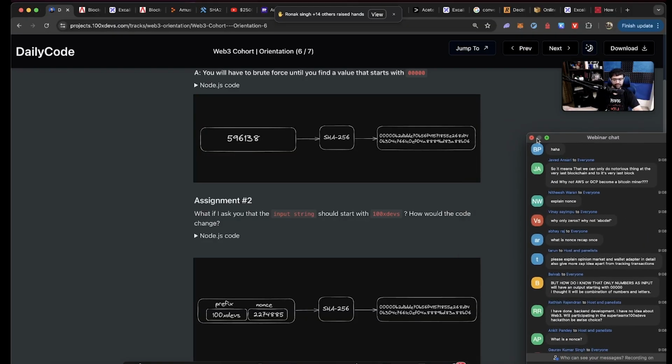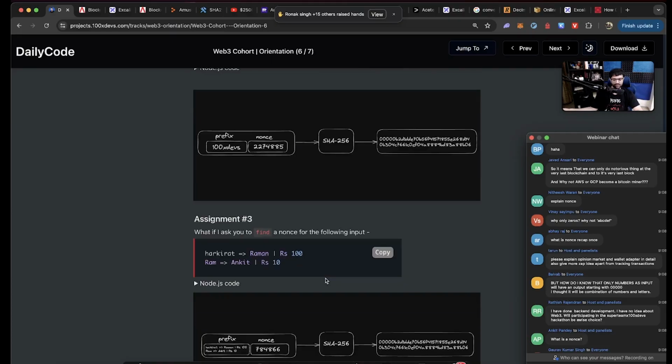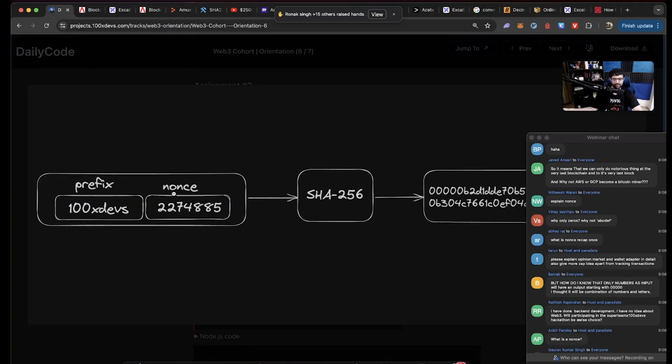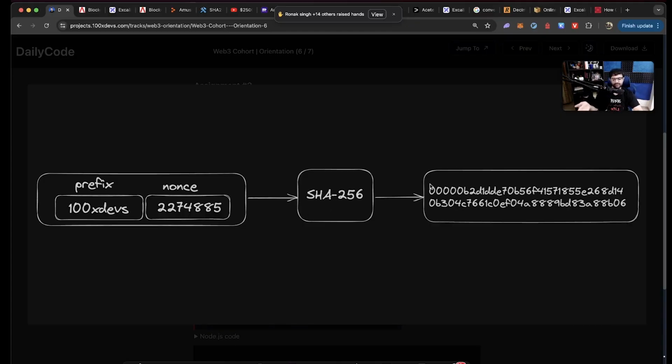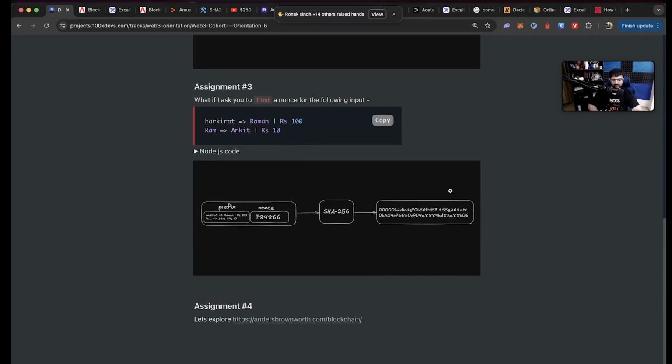What is nonce, recap once? Sure. Nonce is just that random number that we were trying to find, such that if I put that random number after 100x devs, whatever spits out starts with a certain number of zeros. So nonce is nothing but a number that I'm trying to brute force: 0, 1, 2, 3, 4, 5, 6, such that when I find a number which, appended to 100x devs, outputs a certain number of zeros. That is what a nonce is.